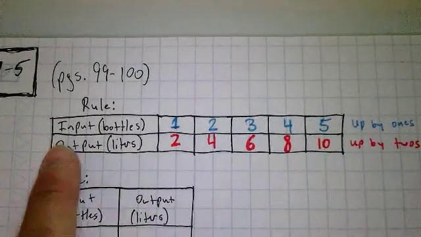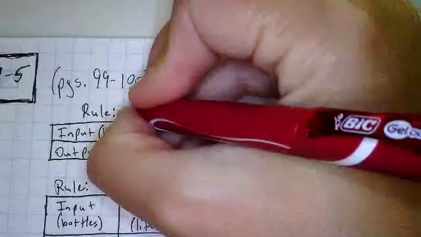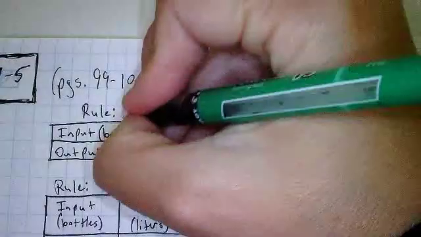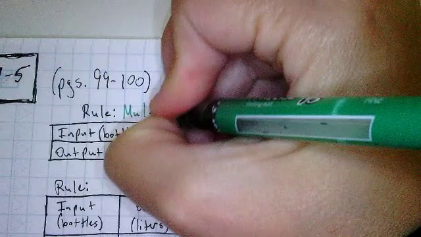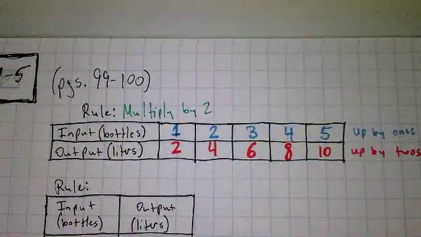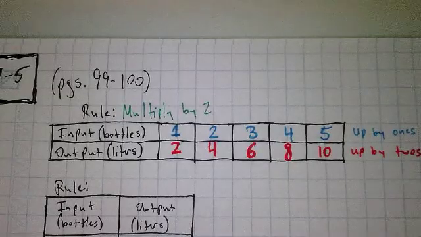But you can draw your input-output table this way, but notice it says our rule, if we remember, it told us to use the rule multiply by 2. What are we multiplying by 2, do you think? What number is being multiplied by 2 in our input-output table? 1.